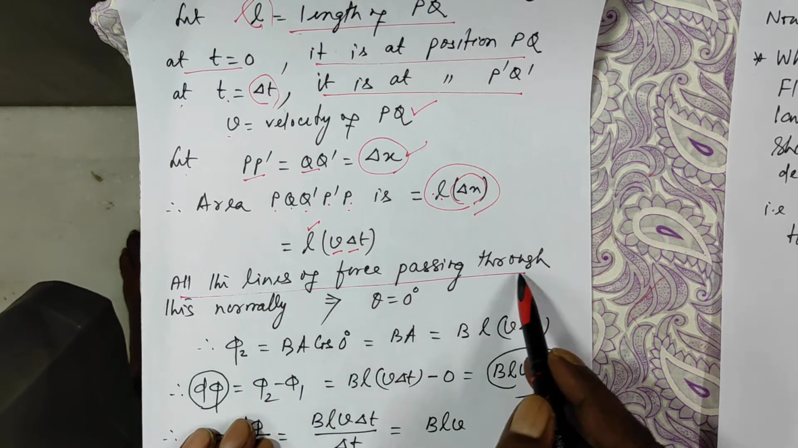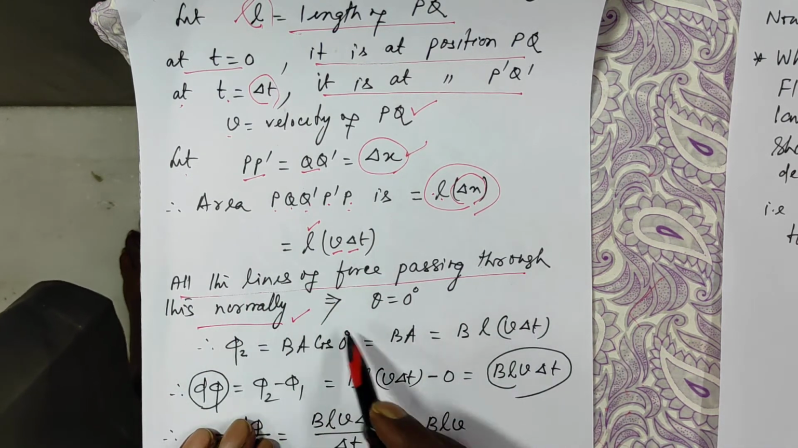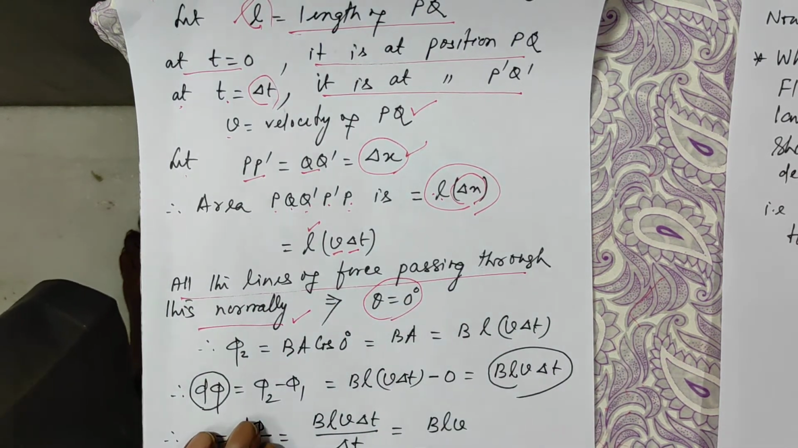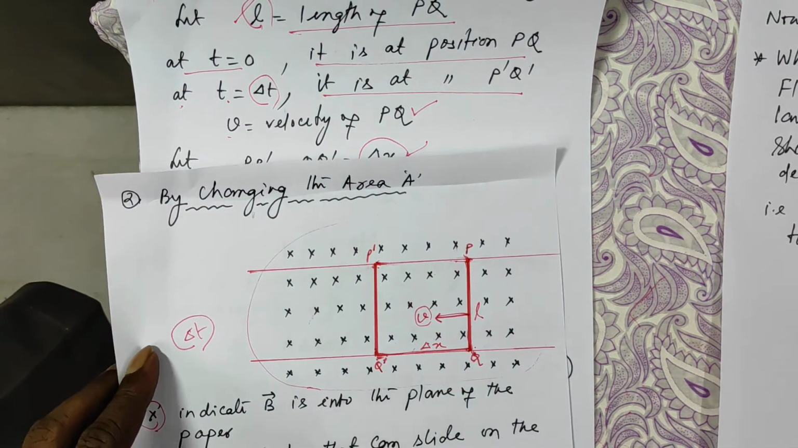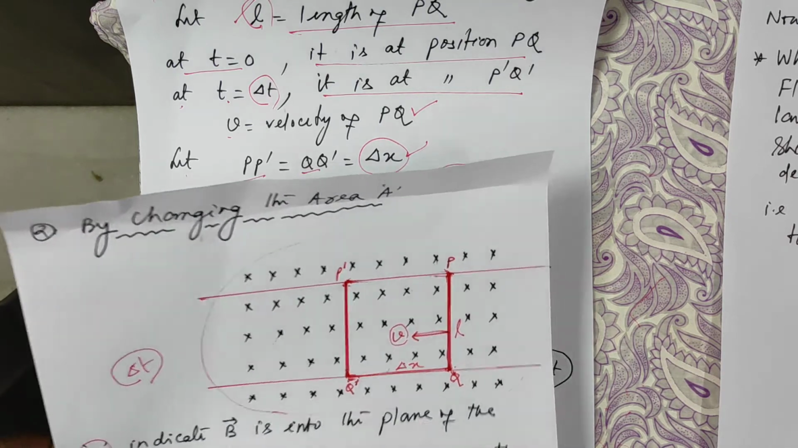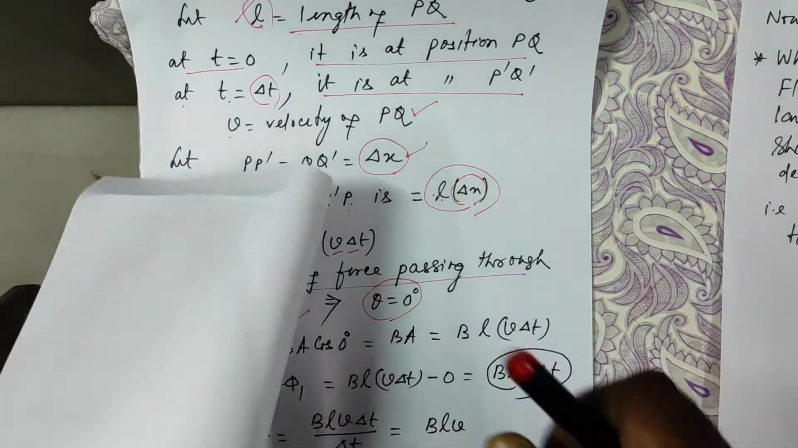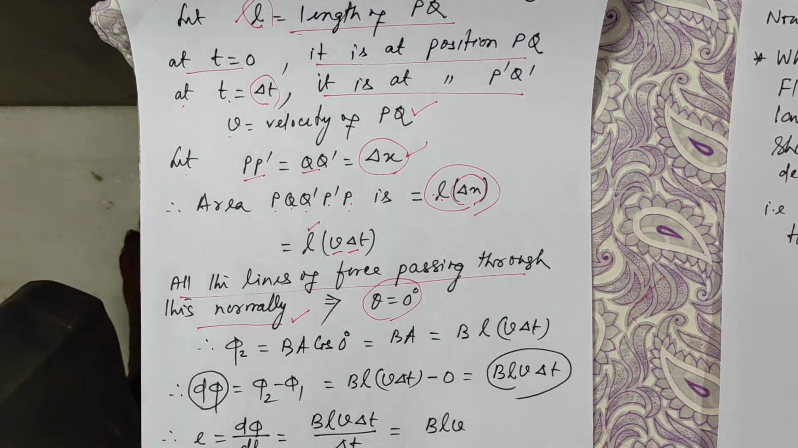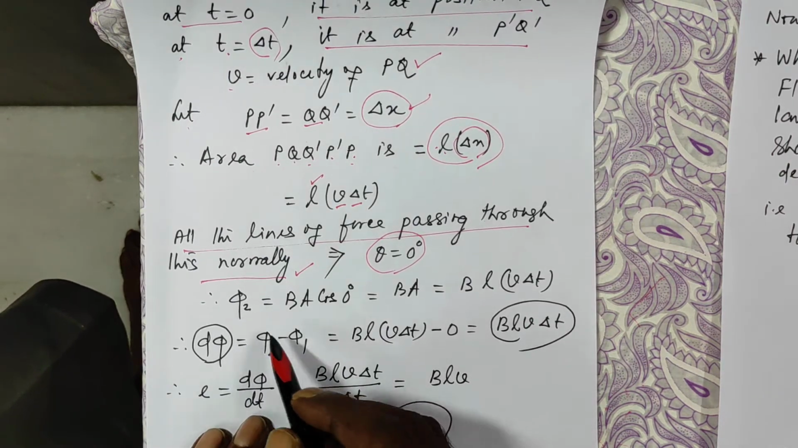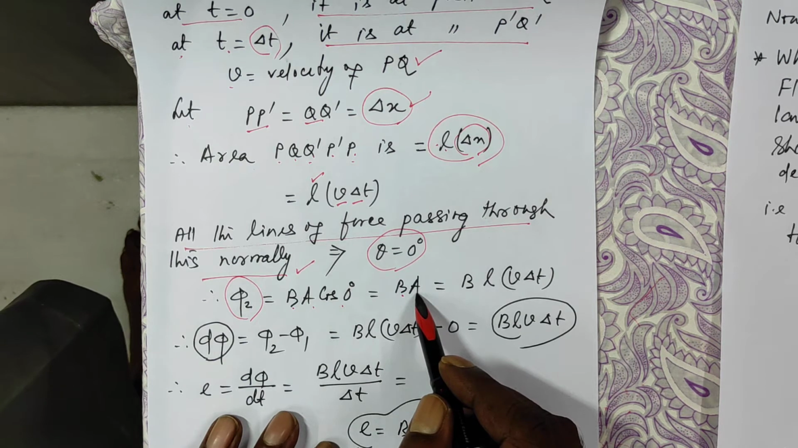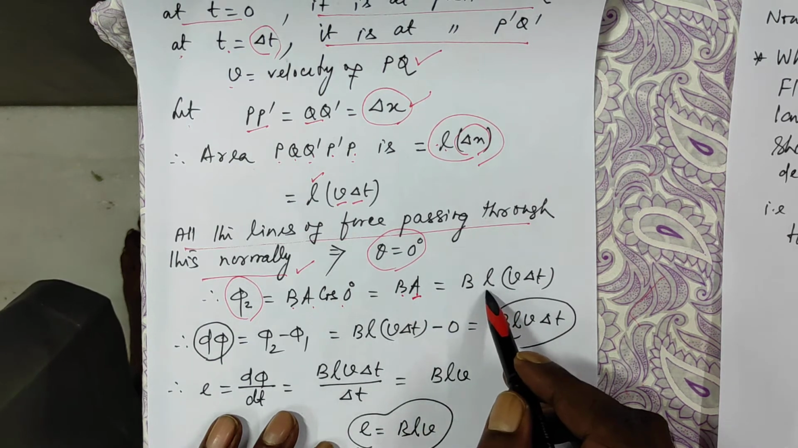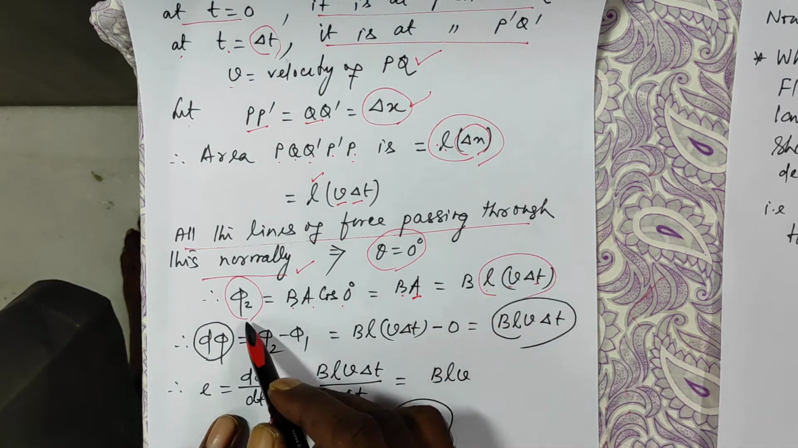All the lines of force are passing through this area normally because theta is 0. So the flux phi 2 is equal to BA cos 0, that is BA. For A I write LV dt. So this is your second flux.